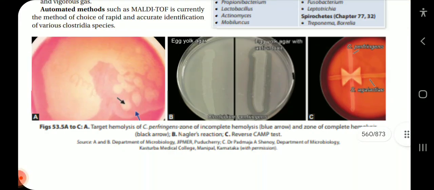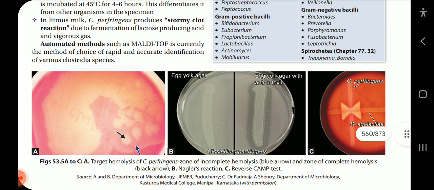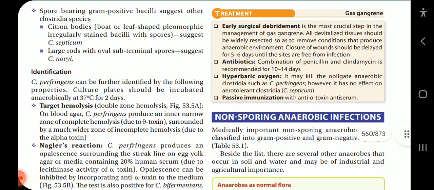In the first figure we can see the target hemolysis of Clostridium perfringens: the zone of incomplete hemolysis shown by the blue arrow, and the zone of complete hemolysis by the black arrow. In figure B, we can see Nagler's reaction in which egg yolk agar is inoculated with Clostridium perfringens, and on the right side, egg yolk agar with anti-alpha toxin. And in diagram C we can see Clostridium perfringens and agalactiae intersecting. There is a zone of massive multiplication also present.